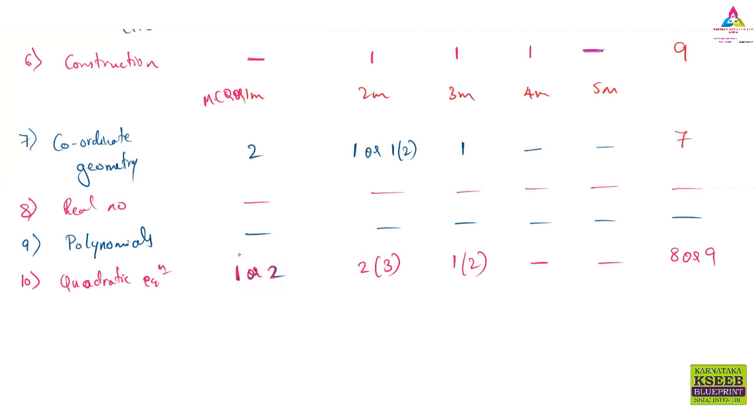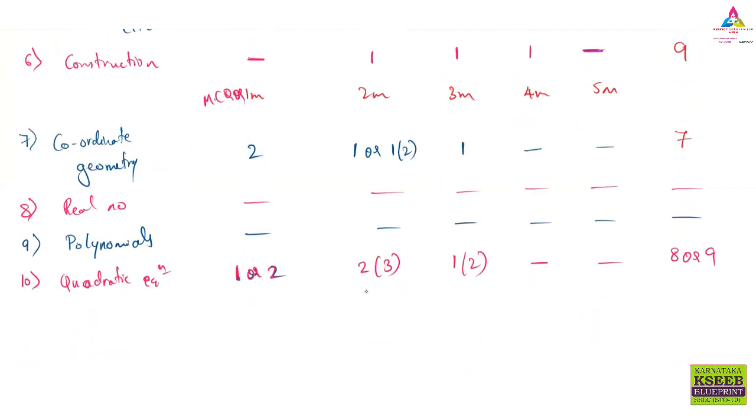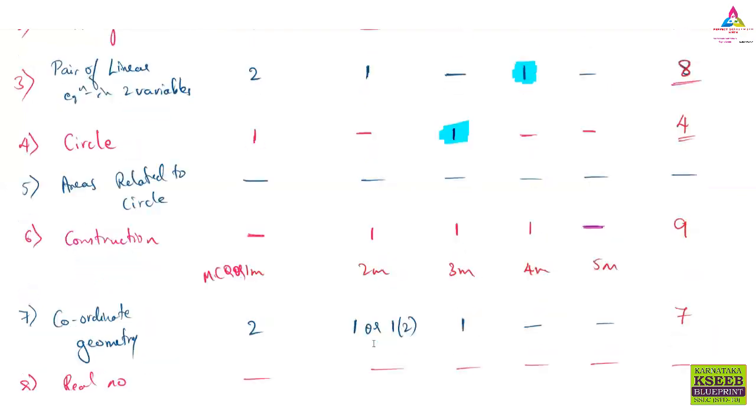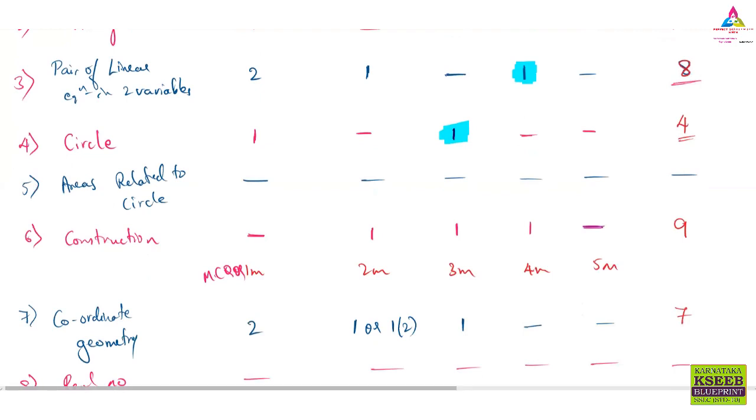Next, where else will it be? You can go for AP. AP also you may have. If they have asked 2 multiple choice or 1 mark questions from AP, then from this lesson, quadratic equations, which is the last chapter we have discussed, they will ask 1. If AP has 2 questions as multiple choice, they will ask 1 from quadratic equations. If in quadratic equations they ask 2, then in AP they will ask only 1 question as a multiple choice. There you have the calculation.